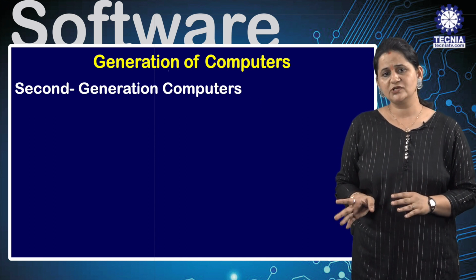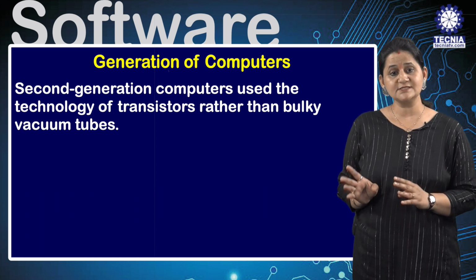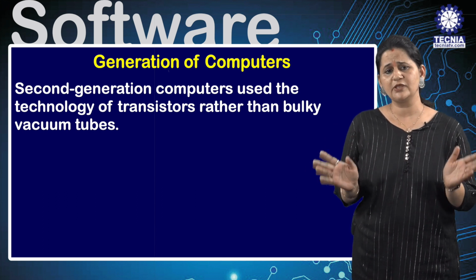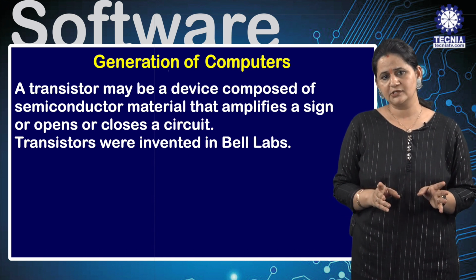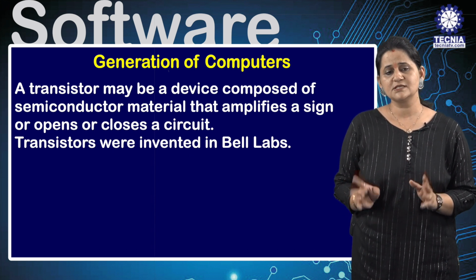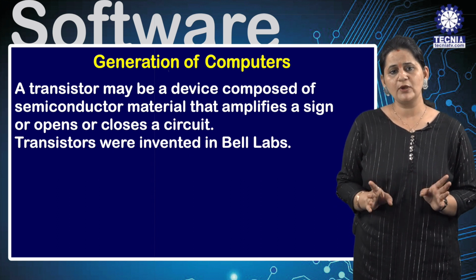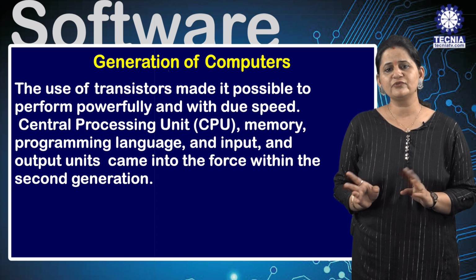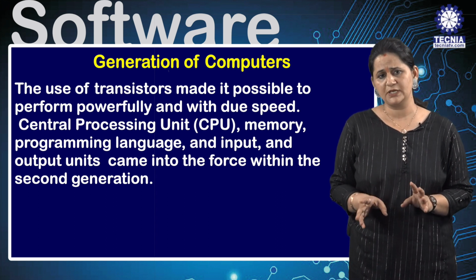Now comes second generation computers. Second generation computers used the technology of transistors rather than bulky vacuum tubes. A transistor is a device composed of a semiconductor material that amplifies a signal or opens or closes a circuit. Transistors were invented in Bell Labs. The use of transistors made it possible to perform powerfully and with due speed.